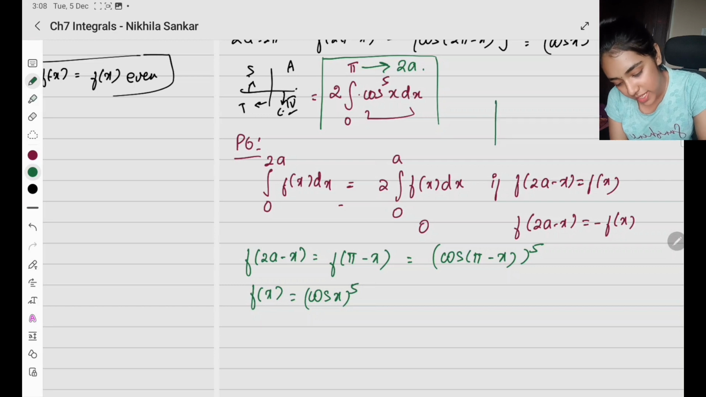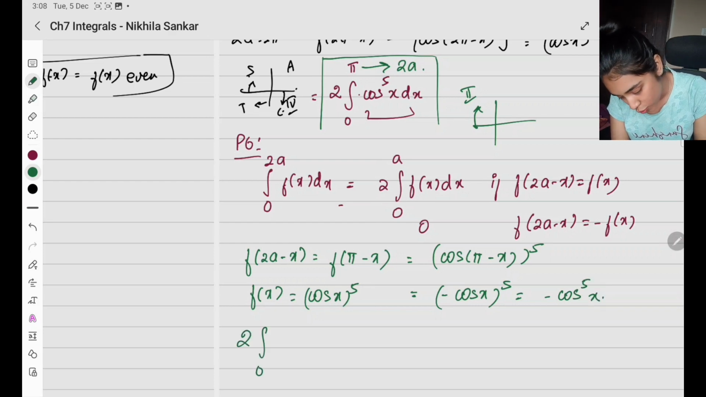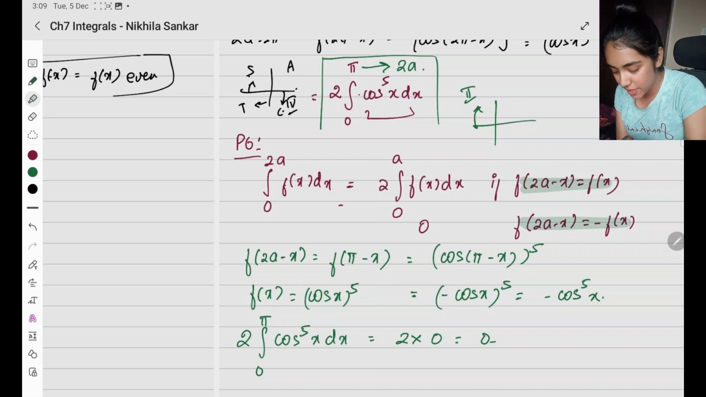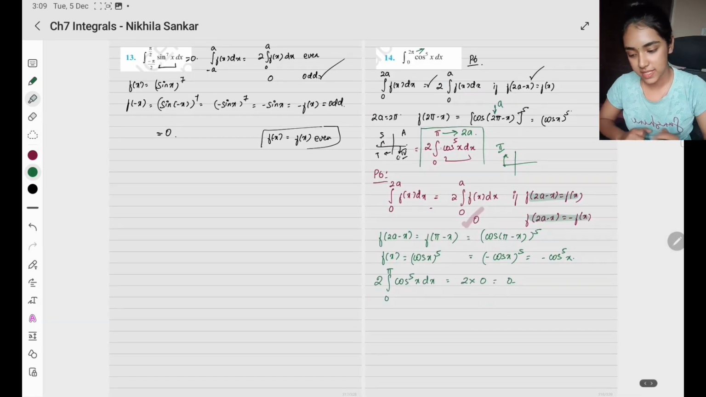But what is cos of pi minus x? When I do all silver teacups, pi minus x is in the second quadrant and in the second quadrant cos is negative. So this is going to be minus cos x the whole power 5. So the integral 2 times 0 to pi of cos power 5x dx is going to be 2 times 0, which is going to be 0. We should not say cos is an odd function here. It does not satisfy the first condition, but it satisfies the second condition. So this is going to be 0. The answer is 0. Okay, please copy.